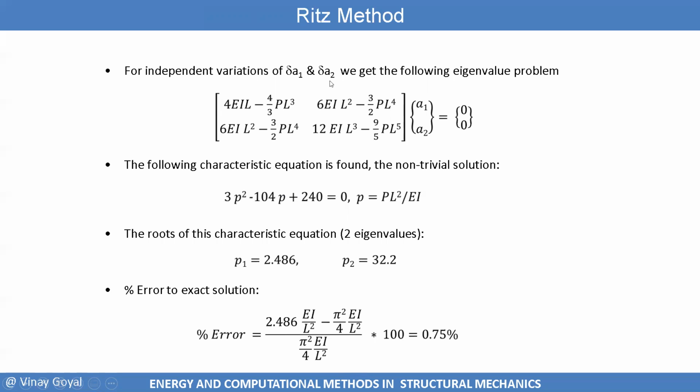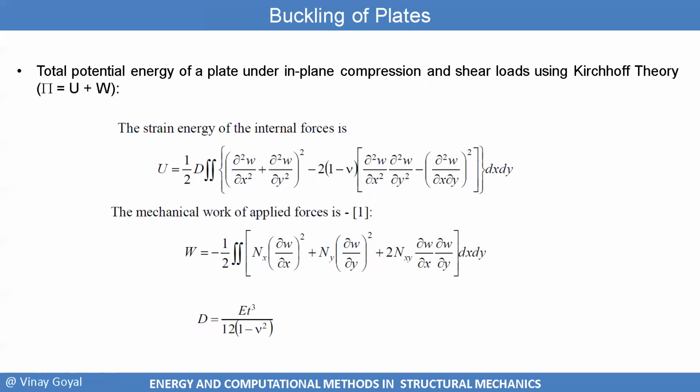So I find the determinant, and the characteristic equation gives me 2.486 for the first buckling load. The second buckling load is 32.2. For the first buckling load, the error relative to the exact solution that we just got is about 0.75%. So I can use the Ritz method as well to calculate the buckling load in a very, very simple way.